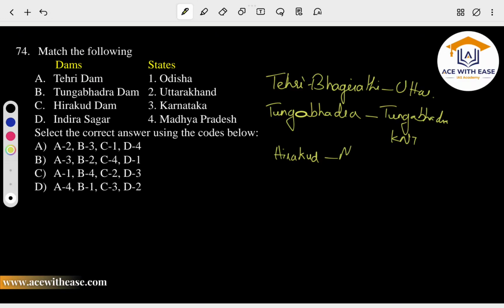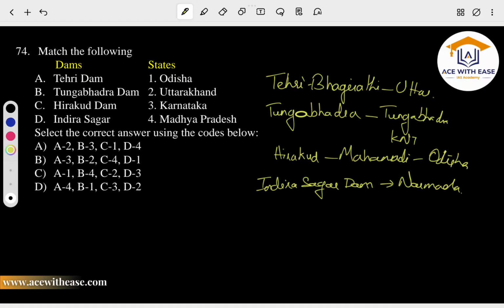Then we have the Hirakud Dam. Hirakud Dam is present on the Mahanadi river. It's in Odisha. Then lastly we have the Indira Sagar Dam present on the Narmada river, Madhya Pradesh. So here the correct option is Tehri Dam, Uttarakhand, Tungabhadra Dam, Karnataka, Hirakud, Odisha, Indira Sagar in Madhya Pradesh. So we have 2, 3, 1, 4 as the option.